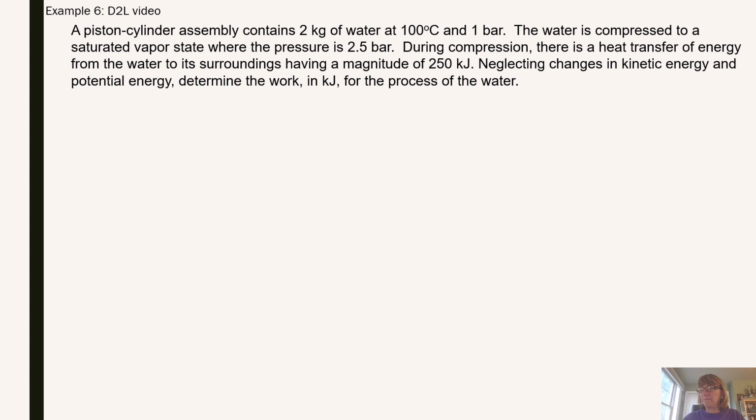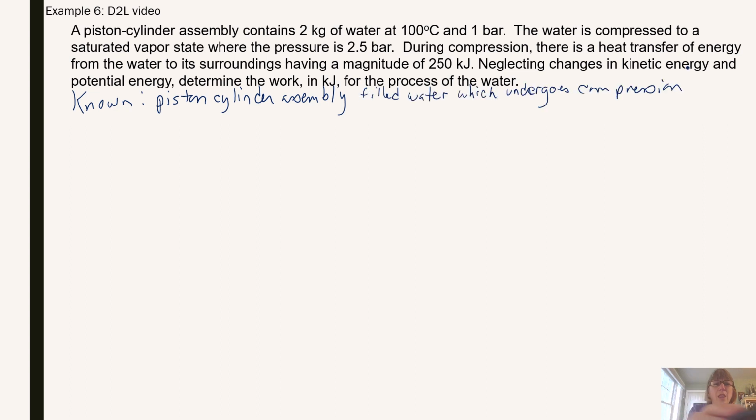So for this problem, we start out with our engineering model. So we have our known. We're looking at this and we're like, okay, we have a piston cylinder assembly filled with water, undergoes compression, and releases heat. All right, so here we're looking to find basically just one piece of information, work. We'll have to find other information in between, but we're going to be looking for work in kilojoules.